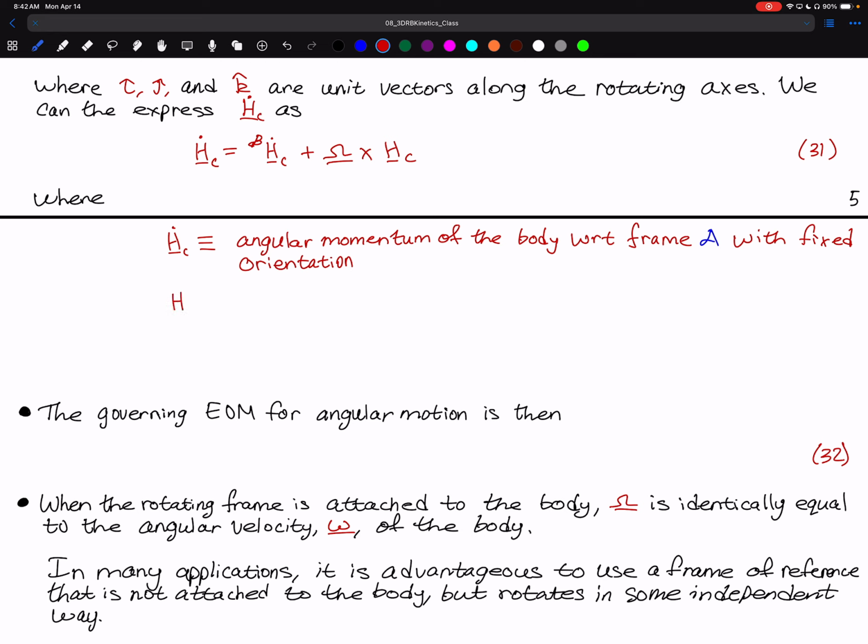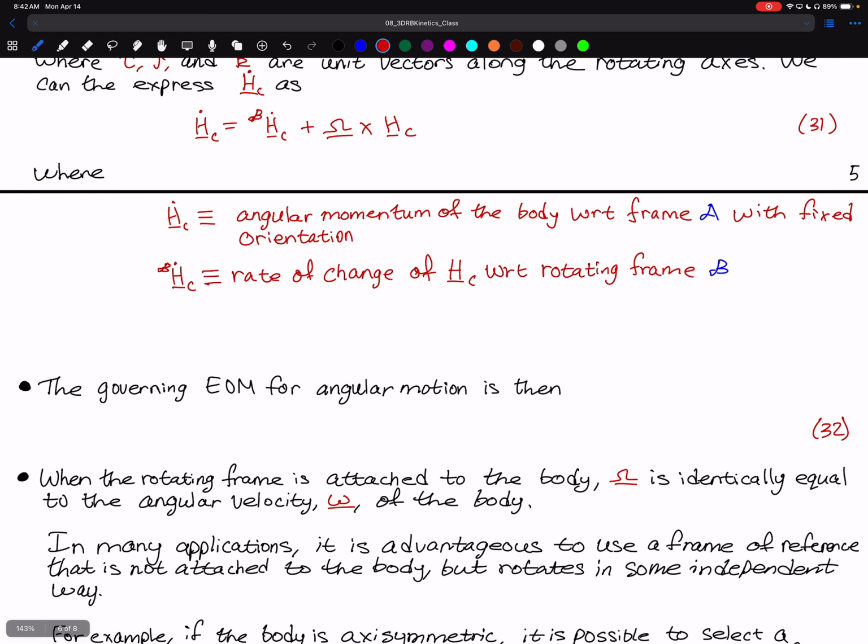And h sub c dot with respect to B is the rate of change of h sub c, or the angular momentum, with respect to the rotating frame. Our rotating frame is B. And then lastly, we have this capital omega. This is the angular velocity of our rotating frame.